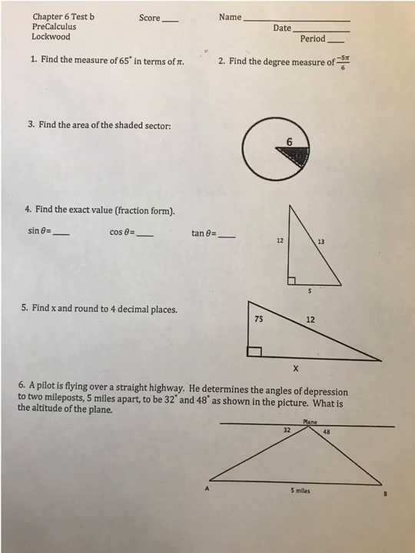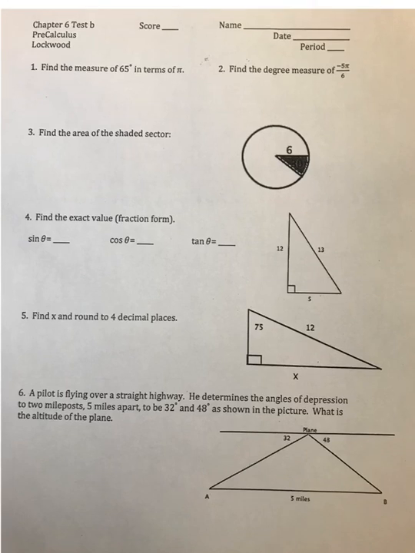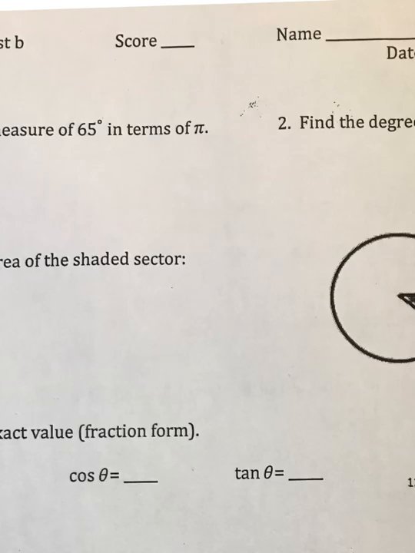All right, this is test B. Find the measure of 65 degrees in terms of pi. So you just take 65 and, oh my, what does it look like? Okay, find the measure of 65 degrees in terms of pi. You take 65 times pi over 180.